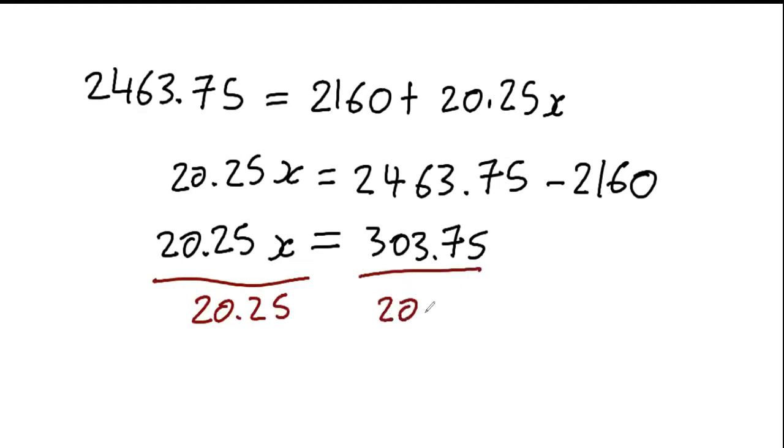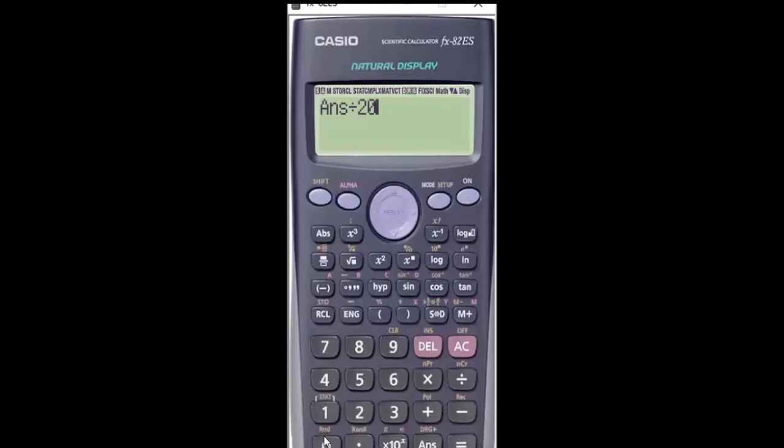Dividing both sides by 20.25, that will give us x is equal to 303.75 divided by 20.25. And look, we get our 15. Wow, just like that, we get our 15. And so therefore, Rhea did work 15 hours overtime. So we can write, therefore, x equal to 15.